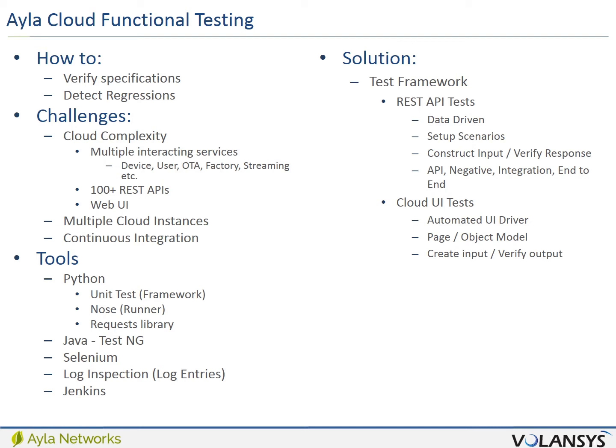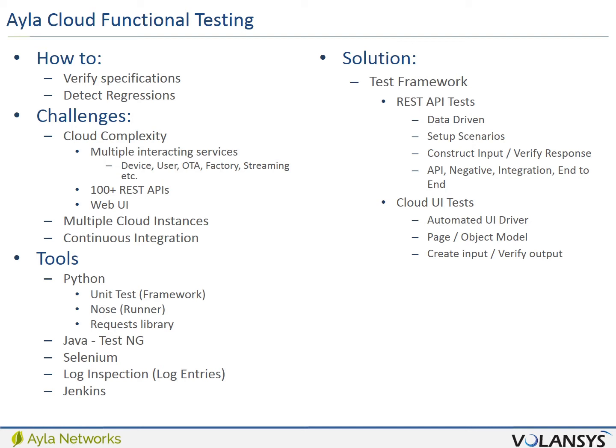Another purpose of cloud functional testing is to detect regressions. So that means when we run our tests and we find a bug, then that is a regression. So we have an automated suite of hundreds of tests which test our REST API. Some of the challenges that we have with cloud functional testing are cloud complexity, multiple cloud instances, and continuous integration.